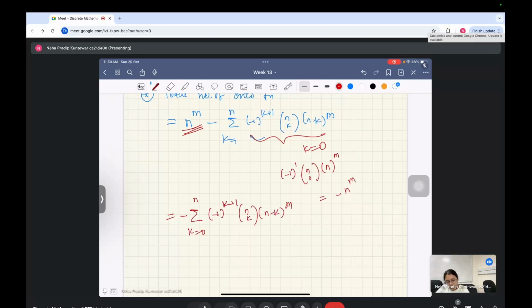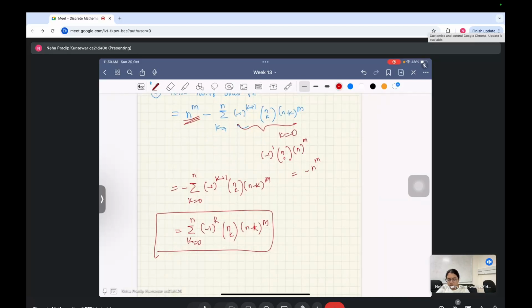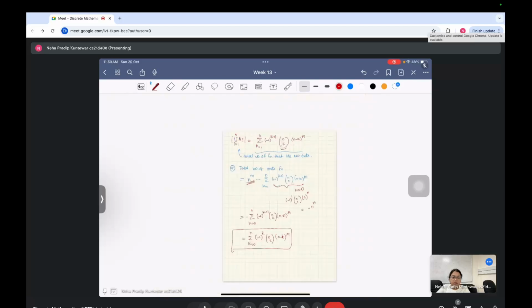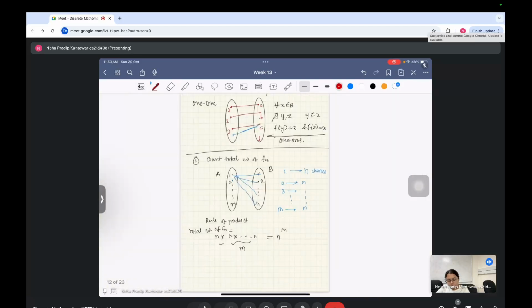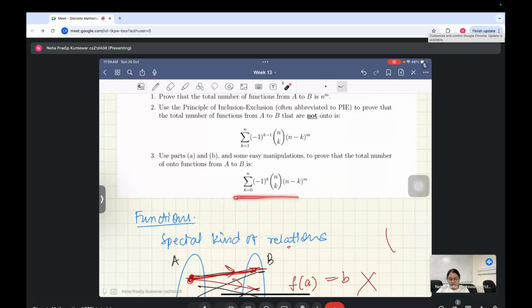And now I'll pull this minus sign inside. So this becomes the summation for k from 0 to n of (minus 1) to the k, n choose k, (n minus k) to the m, and this is the total number of onto functions. This is exactly what we wanted to show in the first place, the quantity that we end up getting.